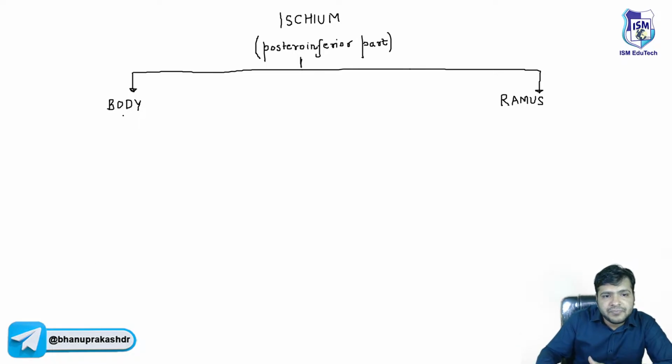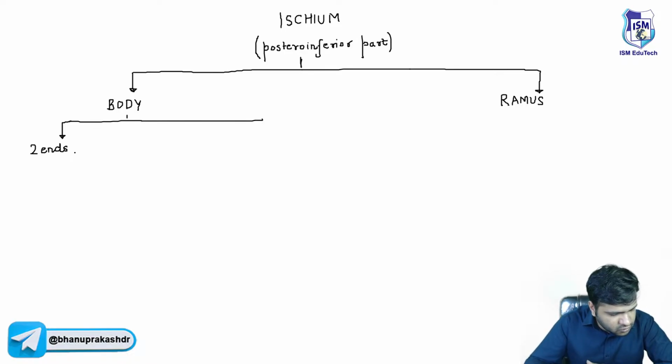So remember beta, we have two ends in the body. Try to draw this flowchart along with me.